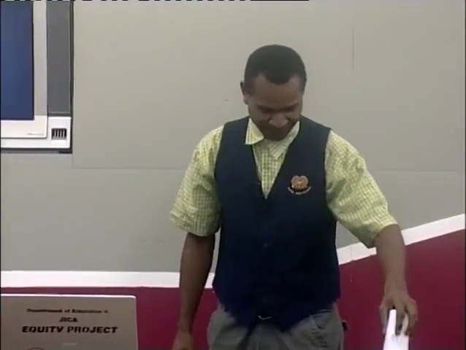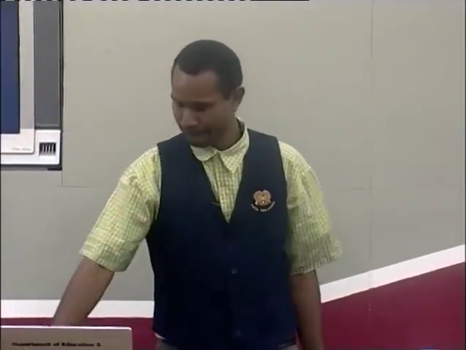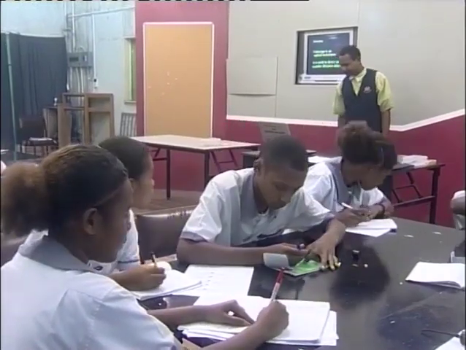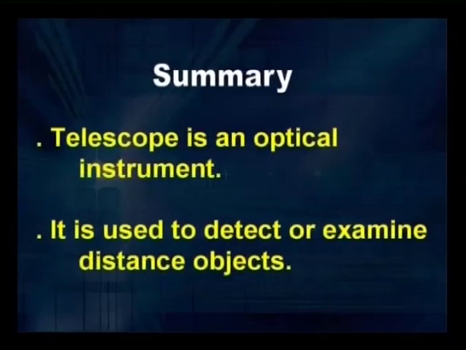Let's have a look at our summary. Telescope is an optical instrument. Summary point number 2, it is used to detect or examine distant objects.